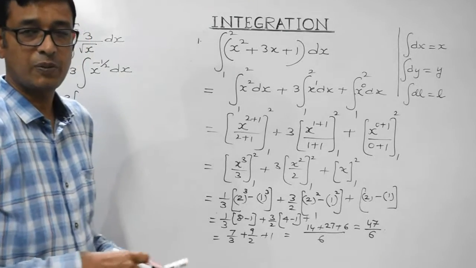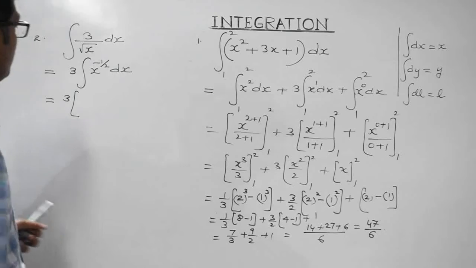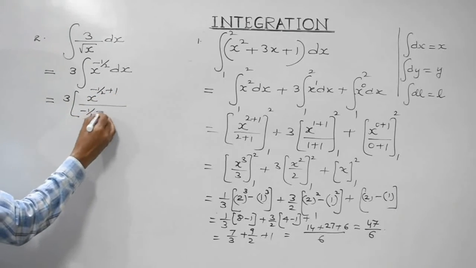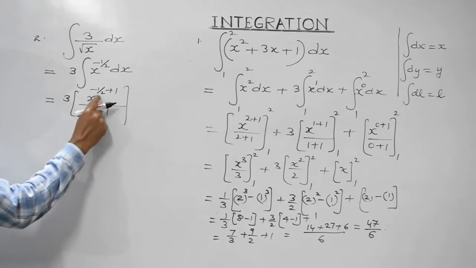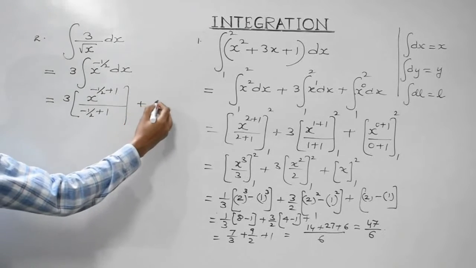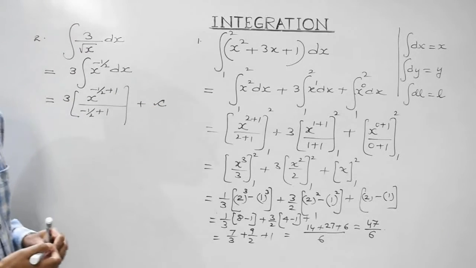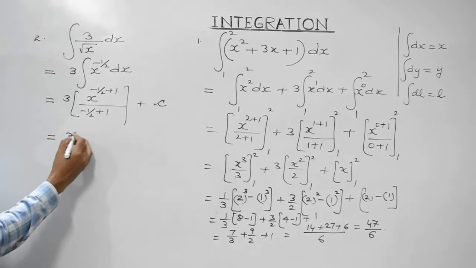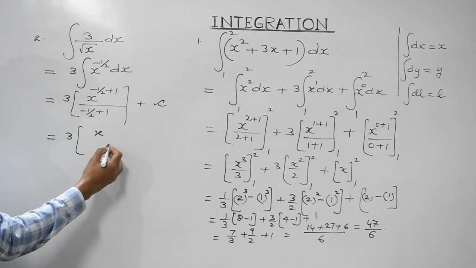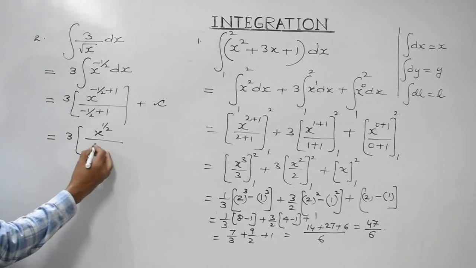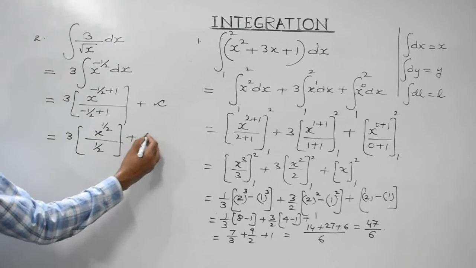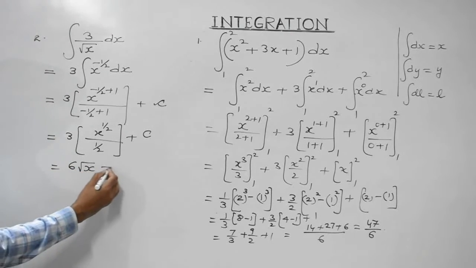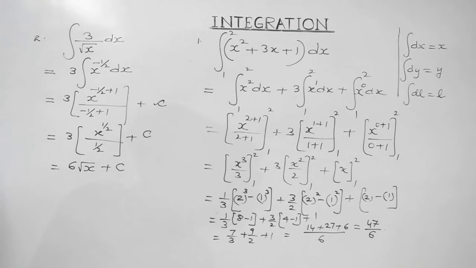Integration of x to the power n with respect to x is x to the power n plus 1 divided by n plus 1. So what you get is x to the power minus half plus 1 divided by minus half plus 1. The denominator will be the same as the new power of x. Plus definitely the constant of integration, because it's the case of an indefinite integral having no limits. So you get 3 times x to the power half divided by half, plus c. So it will be 6 root x plus the constant of integration.